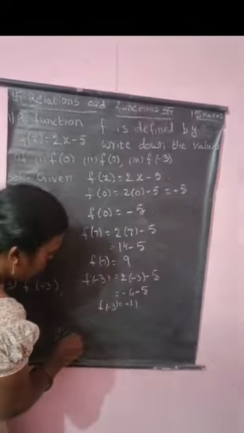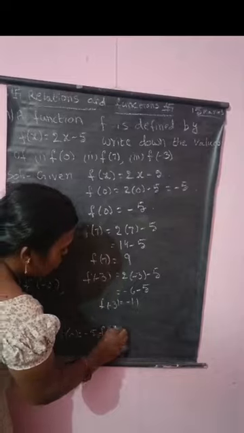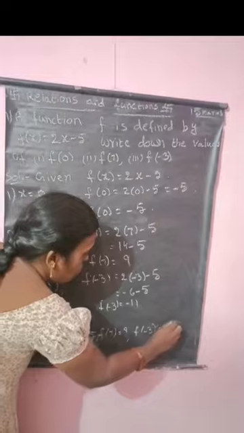Therefore, f of 0 equal to minus 5, f of 7 equal to 9 and f of minus 3 equal to minus 11. Please note down.